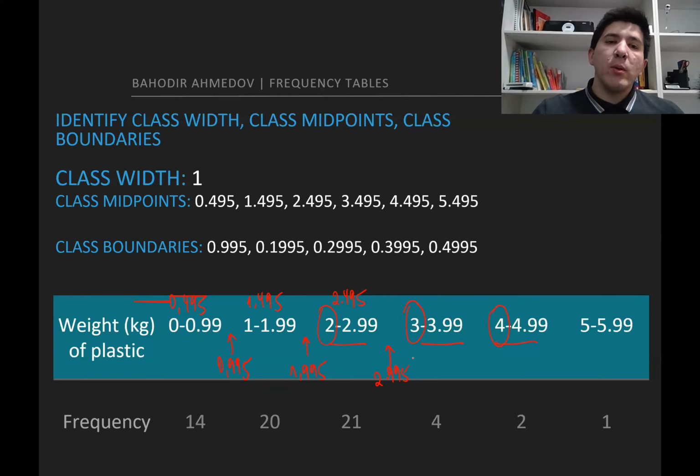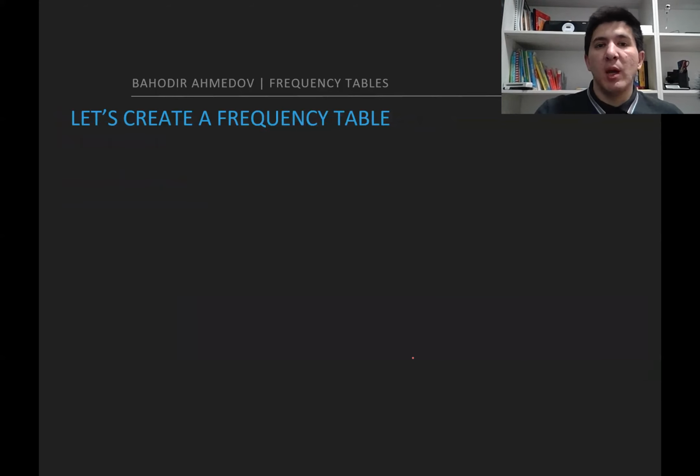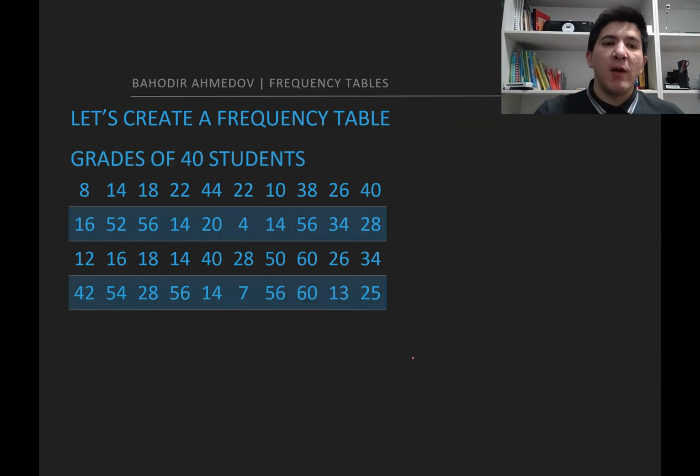So now let's try to construct the frequency table. So let's create a frequency table. I've got the grades of 40 students. So here there is a list of the grades. I think the maximum grade is 60. So the minimum, it should start from 1. And I would like to create the frequency table.